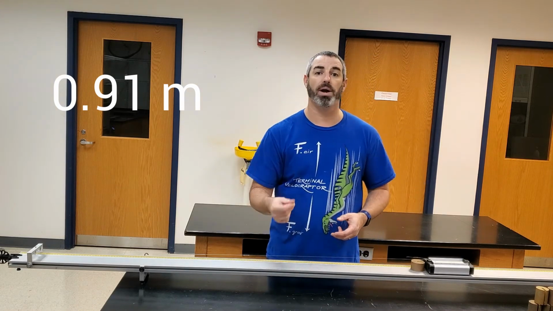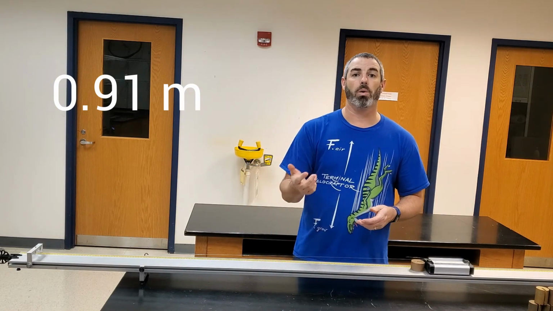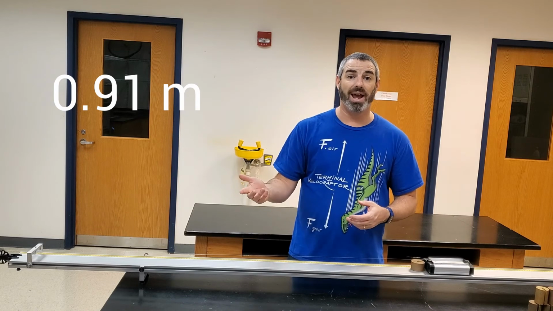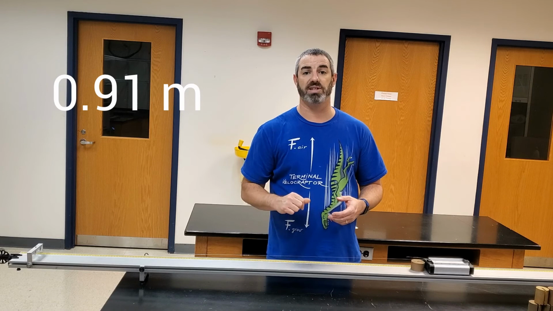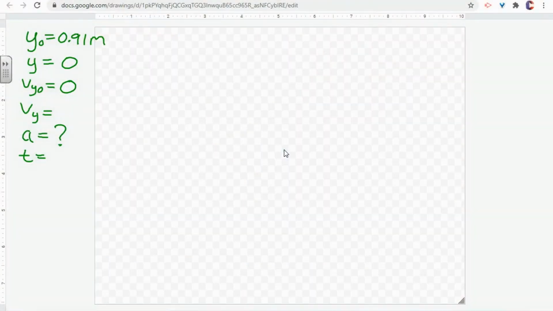If we know that it is 0.91 meters above the ground, we're going to use kinematics and calculate the acceleration. So we're going to go to the whiteboard and see how we're going to do that. All right, so what we're trying to find is the acceleration of the hanging mass cart system.